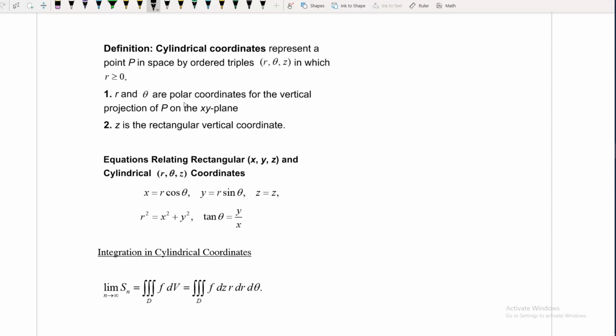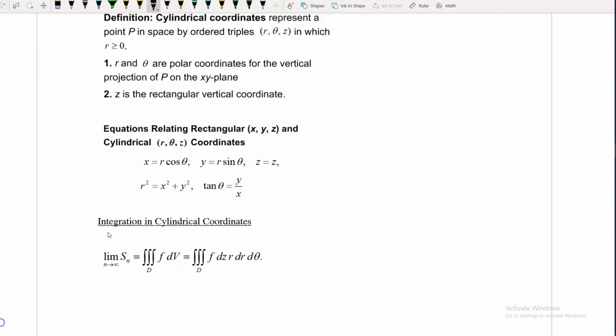Now here we have integration in cylindrical coordinates. The limit of S_n is equal to the triple integral over D of f dV. It is equal to the triple integral over D of f dz r dr d theta.